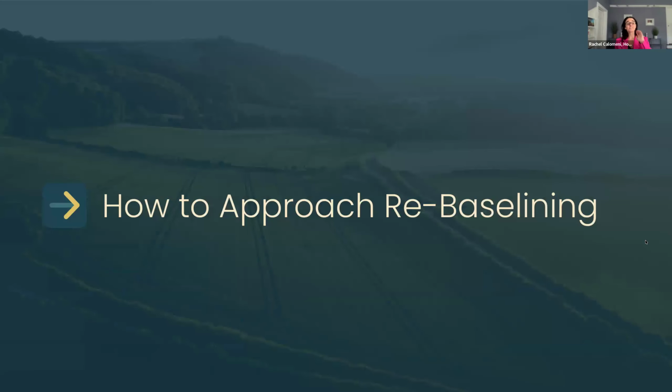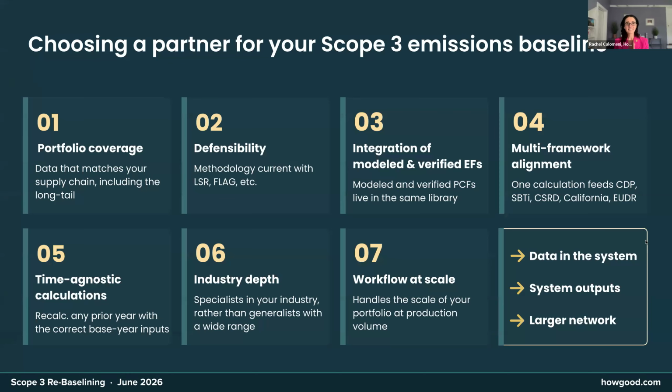Okay, let's shift over to taking action for a second. If this leaves you thinking we might need to rebaseline at some point, but I'm not sure we're set up to do it, I want you to take this away. There are 7 criteria that determine whether your provider can help with a rebaselining event when this happens. Let's just look though at the 3 in the bottom right.